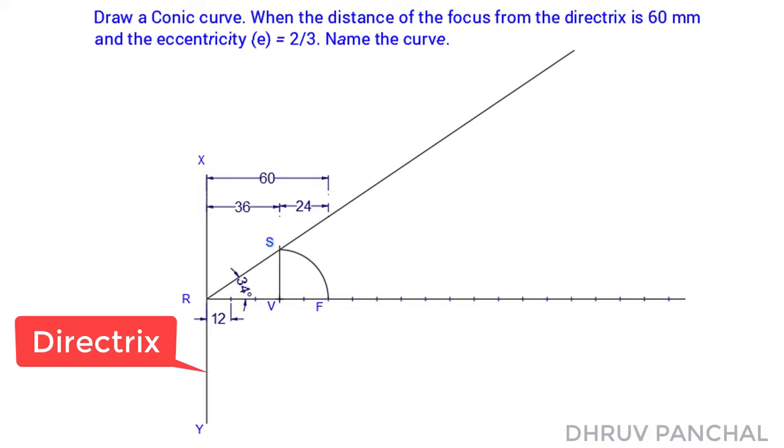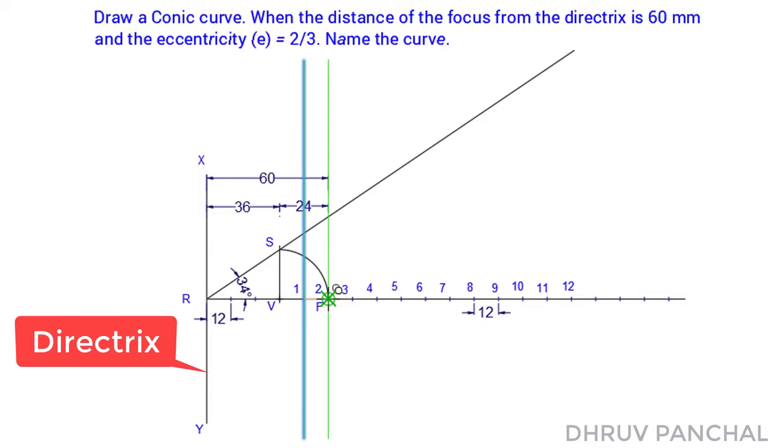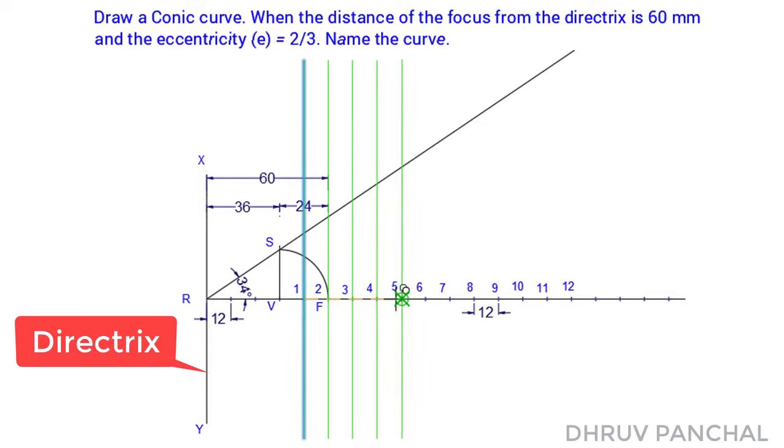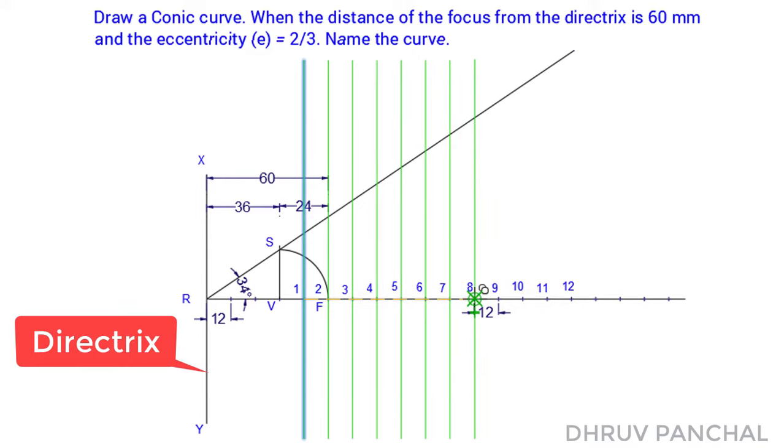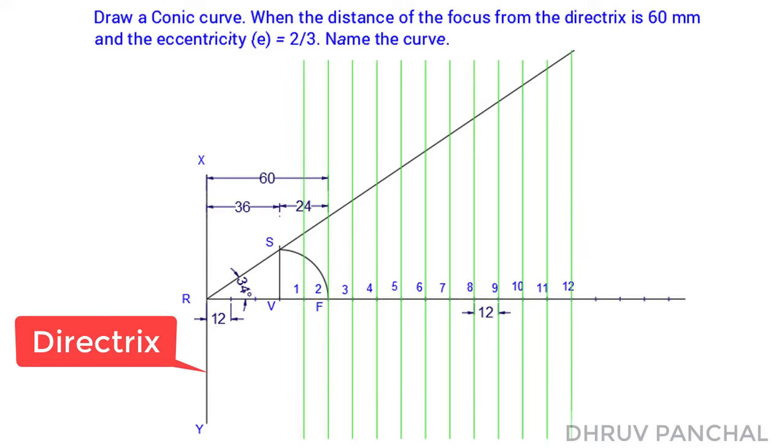Now mark points on line RF at equal intervals of 12 mm and name the points as shown. After that, with the help of ruler scale, draw a vertical line parallel to line VS from each point as shown. Mark intersecting points by point A, B, C, D up to point L.